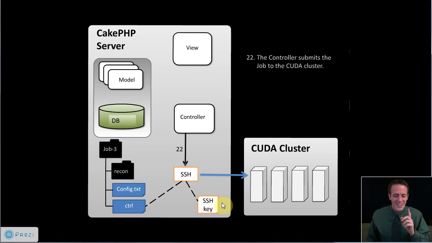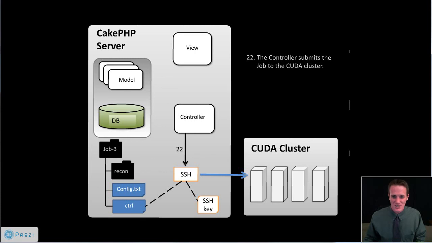So you're going to use your private key in this SSH call so that handshake can happen programmatically. And you're also going to pass in this control script.